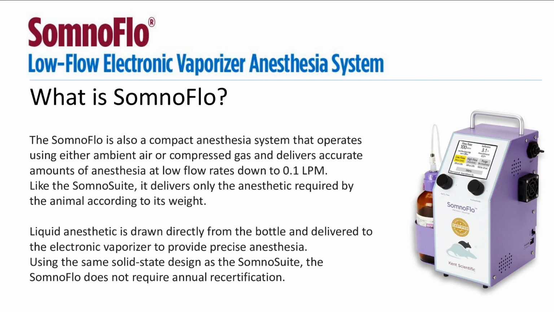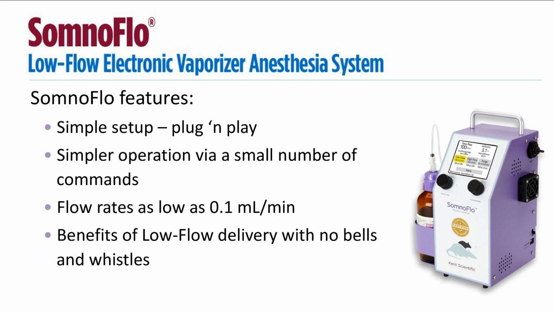What's different about the SomnoFlow compared to the SomnoSuite is that the anesthesia sources directly from the bottle and primes automatically, allowing you to start your procedures soon after powering on the system. So like the SomnoSuite, again, the SomnoFlow gives you choice to use either ambient air or compressed gas. It achieves flow rates as low as 100 mils per minute, thereby matching closer to the minute volume of a mouse compared to traditional vaporizers. This leads to less waste gas exposure and increases safety to the users while decreasing the amount of anesthesia and waste gas filters used over time.